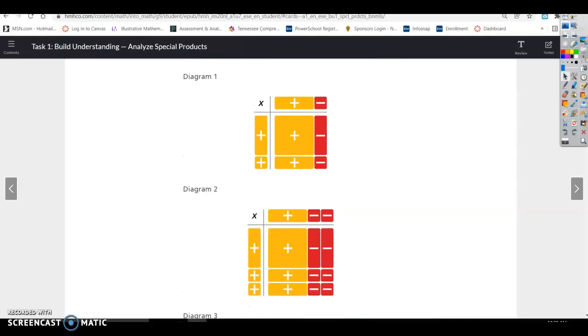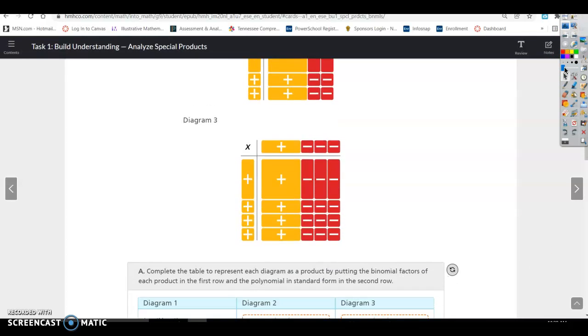All right, so diagram 1. We've got x plus 1 and x minus 1. So let's represent what these are. This is x plus 1, and this is x minus 1. This one would be x plus 2, and this one's x minus 2. You can see it's the same binomial, different sign in the middle. Okay, so there's a pattern here.